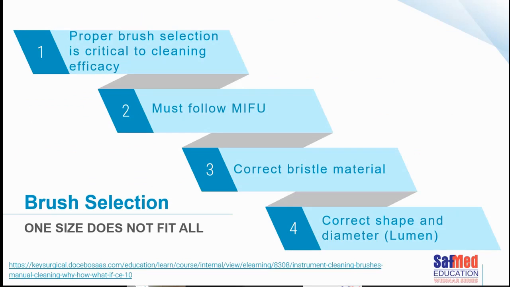Right, brush selection, and it's quite obvious that one size does not fit all when it comes to brushes. And when we are selecting a brush, the things we need to take into account is firstly that the proper brush selection is actually critical to the efficacy of the cleaning. I think that makes logical sense. It's critical to follow the manufacturer's instructions for use. So the device manufacturer or the instrument manufacturer will specify what type of brush bristle you can use. Of course, correct to choose the right type of materials and the correct shape as well as the correct diameter, especially if you're doing lumen cleaning. And we'll go into more detail on that now.